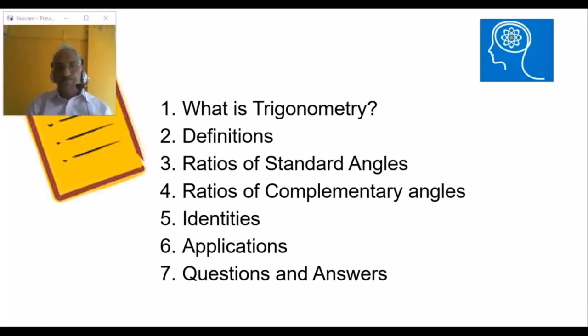Sin square theta plus cos square theta equals 1. Correct. Sin square theta plus cos square theta equal to 1. आणि applications मध्ये काय असतं? Angle of inclination आणि angle of depression. त्याचा ऍक्च्युअली आपण कसा उपयोग करू शकतो? That is what we are going to learn. So let's get started.